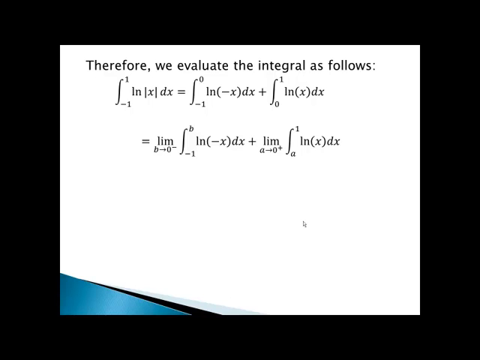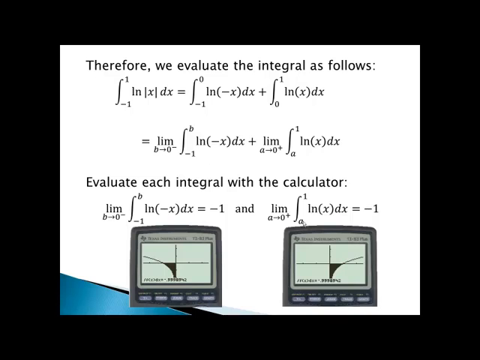Because both of those integrals are improper, I'll evaluate as follows. The first I'll evaluate as the limit as b approaches 0 from the left of the integral from negative 1 to b of the natural log of the opposite of x with respect to x. The second integral I'll evaluate as the limit as a approaches 0 from the right of the integral from a to 1 of the natural log of x. I'll use the calculator to evaluate each of these integrals. The first integral, I see that the calculator gives me a value very close to negative 1, and the same is true for the second one.